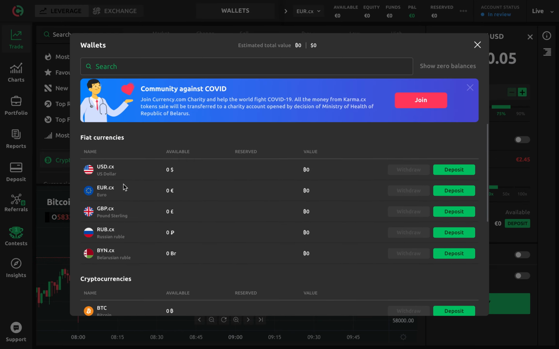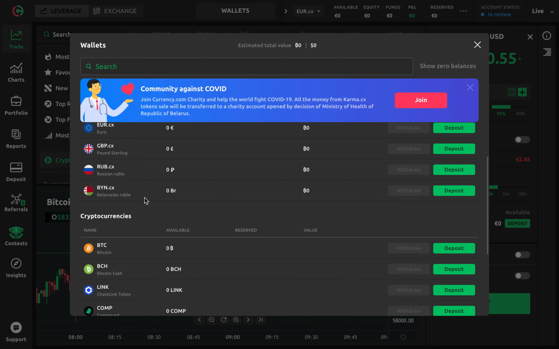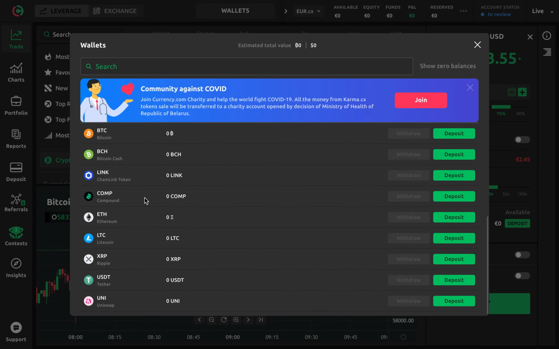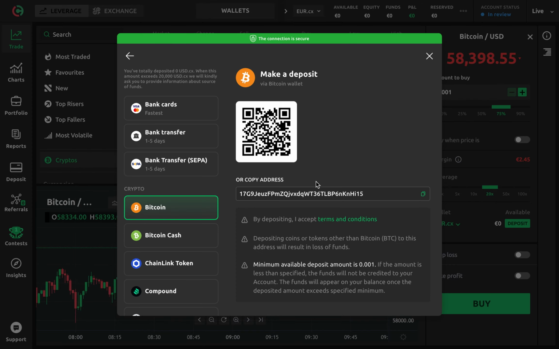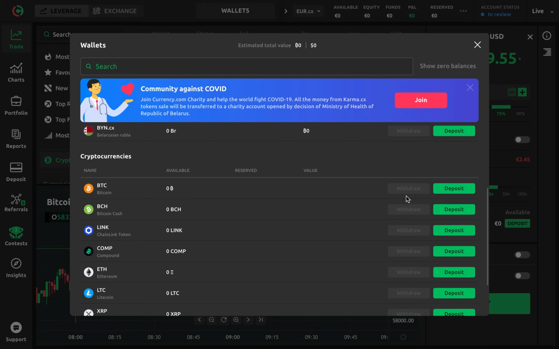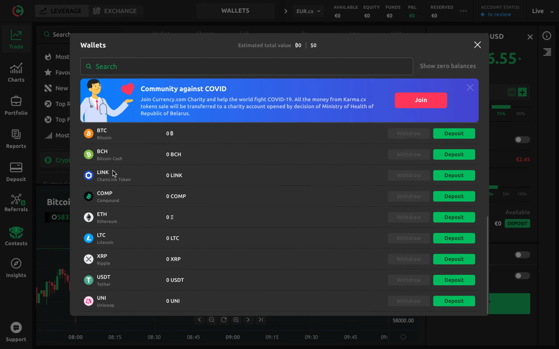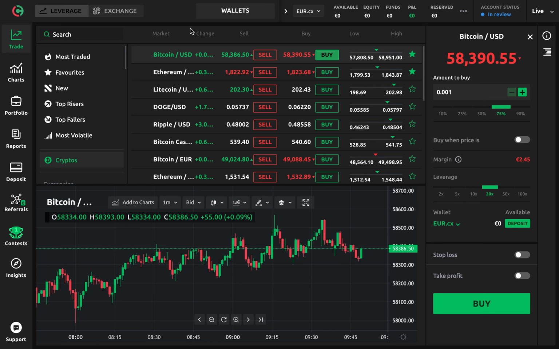But look how different the wallets are here. For example, you can use normal wallets as well as bitcoins, and when you deposit, you use the code. Also, as you can see, you can withdraw back to those BTC wallets and other wallets. That's a great feature of currency.com.